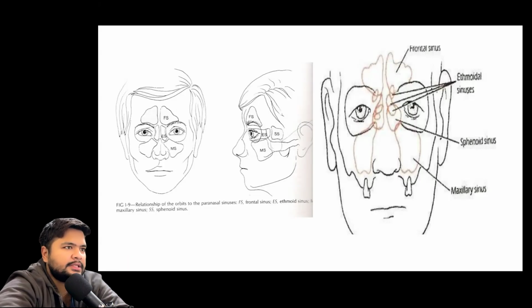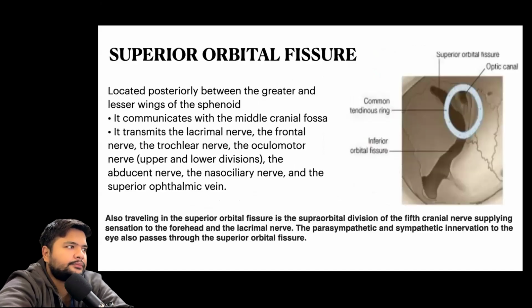So we can remember this: maxillary sinus lies below the orbits, sphenoidal sinus lies behind the orbits, ethmoidal sinus lies between the orbits, and frontal sinus above the orbits.